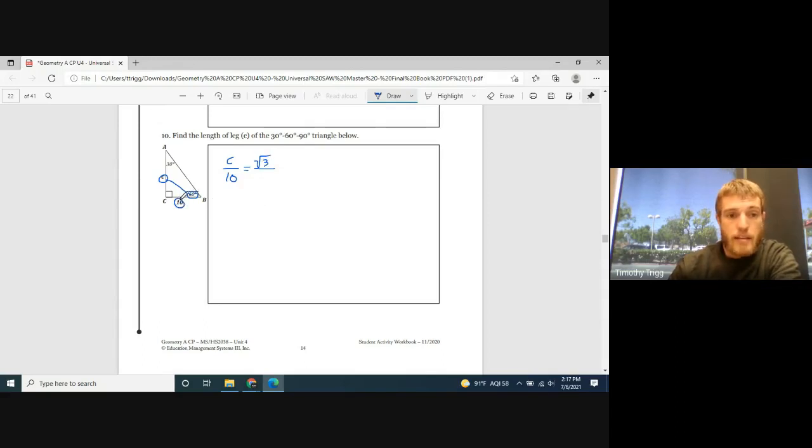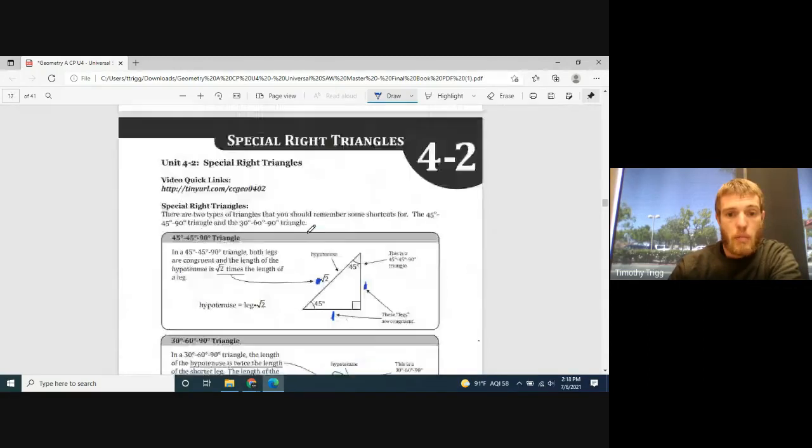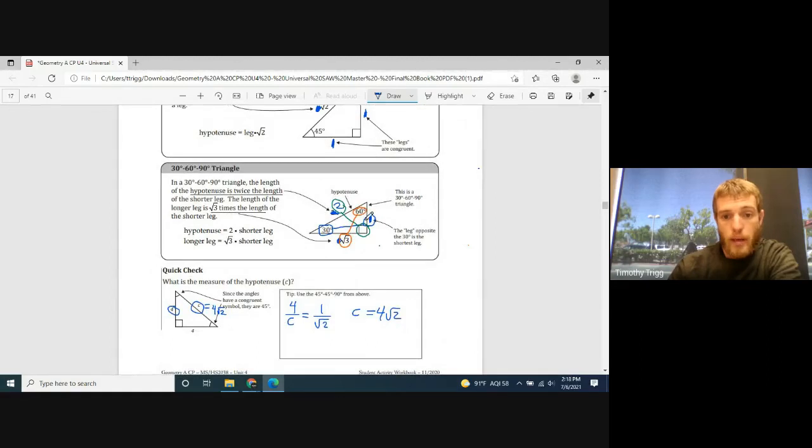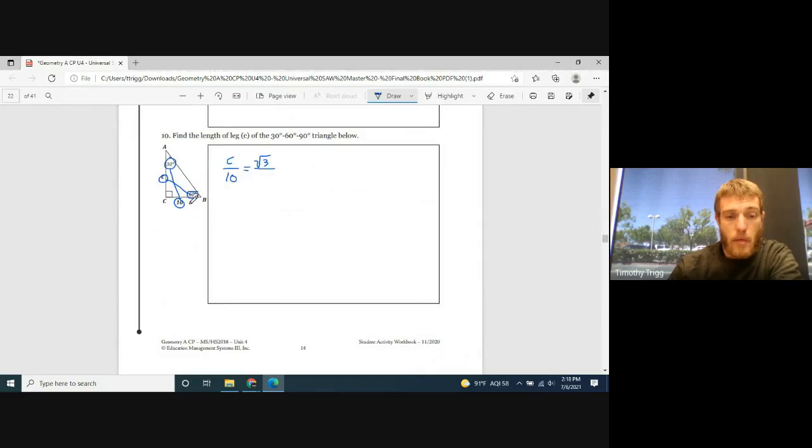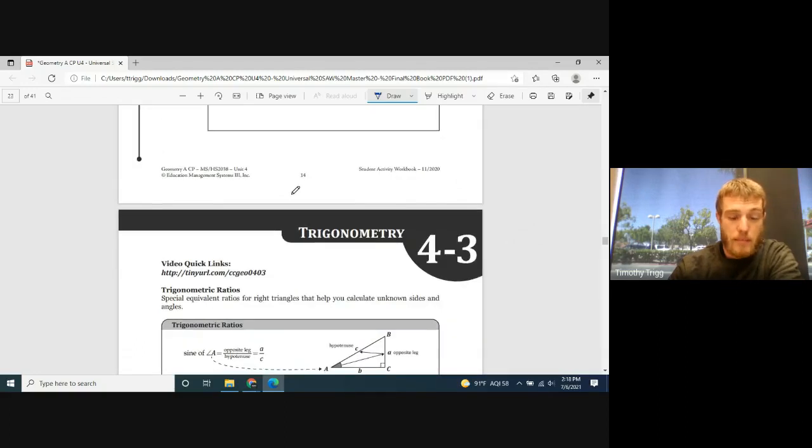Now the 10 is opposite from the 30. You see that? The 10 is opposite from the 30. So what's opposite from the 30 in our model one? What's opposite from the 30? Well, the 1. So in this case, this 10 is opposite from the 30, and the opposite from the 30 in the other one was 1. Now we can cross multiply. C times 1, that's just C. And then 10 times square root of 3 is 10 square root of 3. In this one's case, C is already by itself, so you're done. Okay, hopefully that makes some sense.